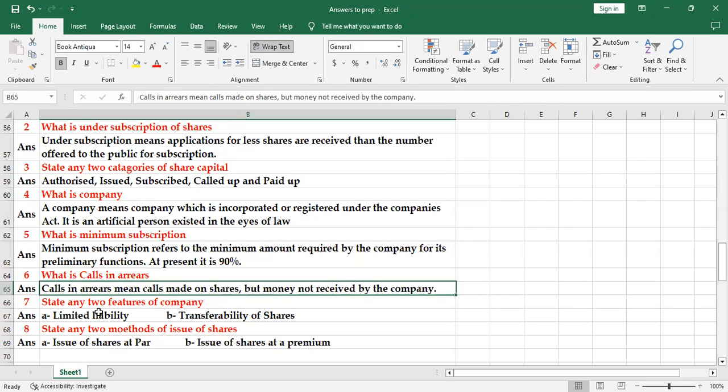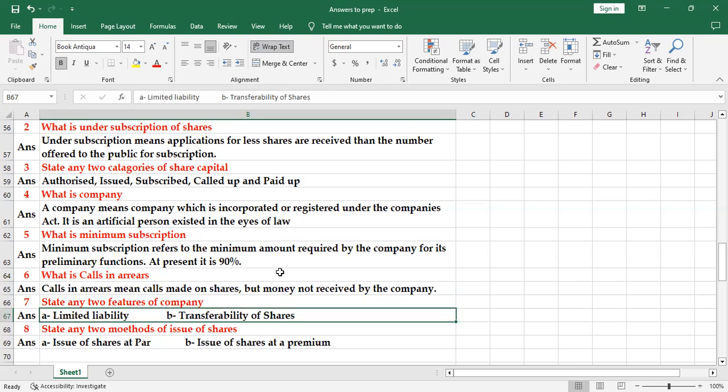It is very simple. What are calls in arrears? Calls in arrears are the calls made but not received. Correct? And in one question, what are calls in advance? Calls in advance are the calls not made but received. Very simple, right?